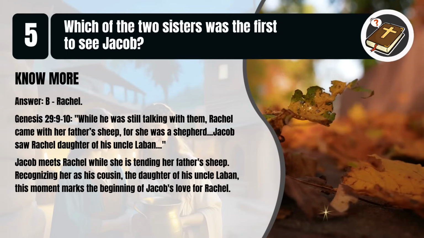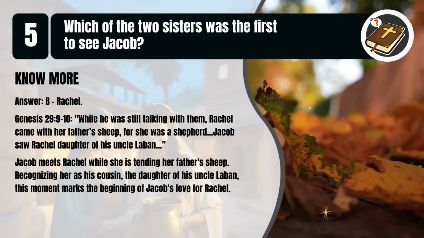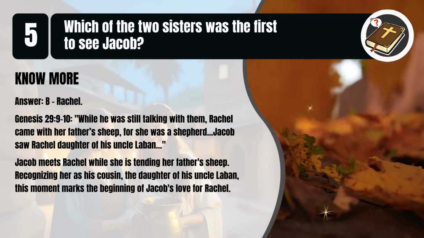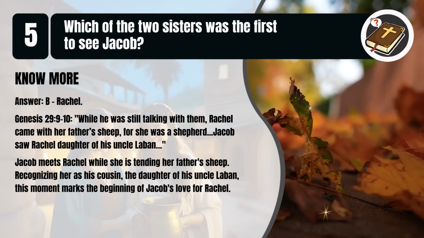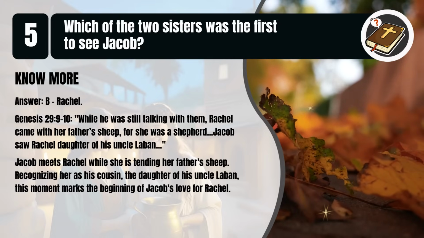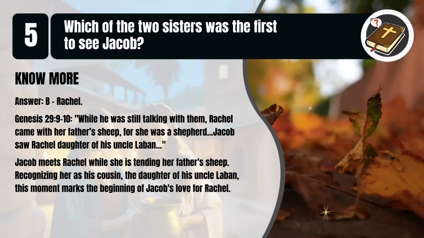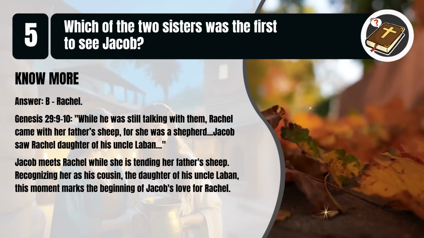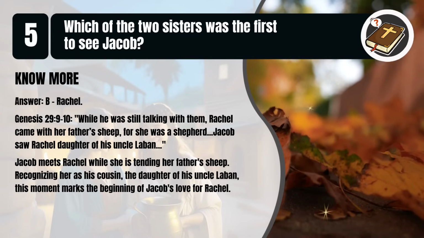That's B, Rachel. Genesis chapter 29, verses 9 to 10. While he was still talking with them, Rachel came with her father's sheep, for she was a shepherd. Jacob saw Rachel, daughter of his uncle Laban. Jacob meets Rachel while she is tending her father's sheep. Recognizing her as his cousin, the daughter of his uncle Laban, this moment marks the beginning of Jacob's love for Rachel.